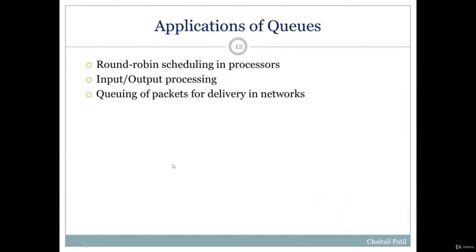So this is how a queue can be implemented very easily. Applications of a queue: a queue can be used anywhere where we need the first in, first out principle. Queues are used in round robin scheduling in a processor, while processing any input output, and for queuing of packets for delivery in a network. Wherever we require the first in, first out principle, we use a queue, and wherever we require last in, first out, we use a stack.